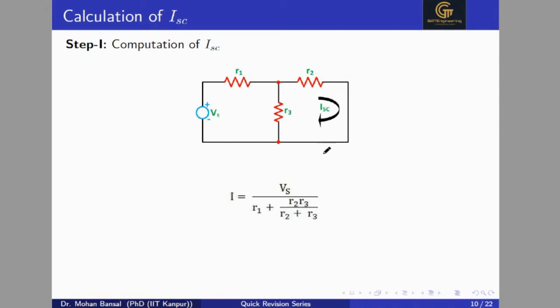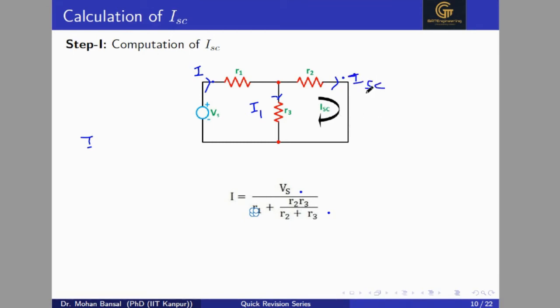So you will get one R equivalent, that is R1 plus R2 R3 divided by R2 plus R3, and you will get I, that is the current flowing from the voltage source. It will be equal to Vs divided by R equivalent. Now you have I here, and consider I1 is in this branch and ISC in this branch, ISC or I2.